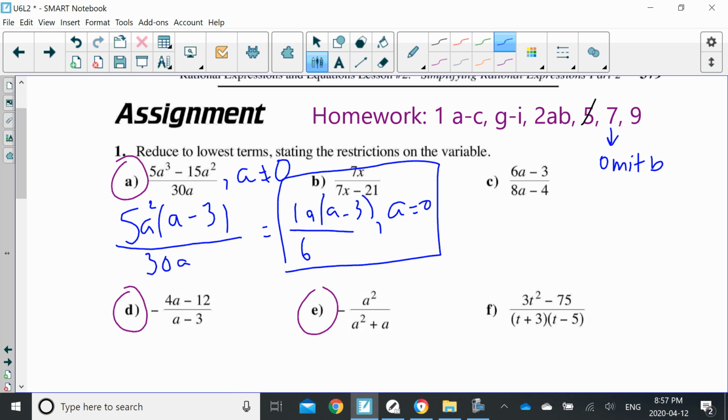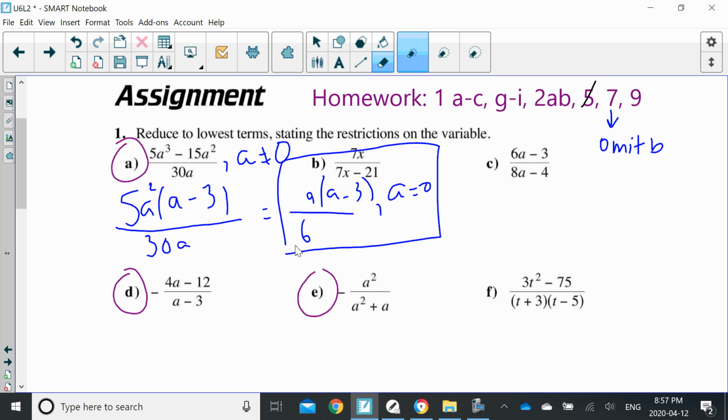The only thing, again, I don't need, so I'm going to erase. I technically don't need that 1. I could have 1a/6 or just a times a minus 3/6.